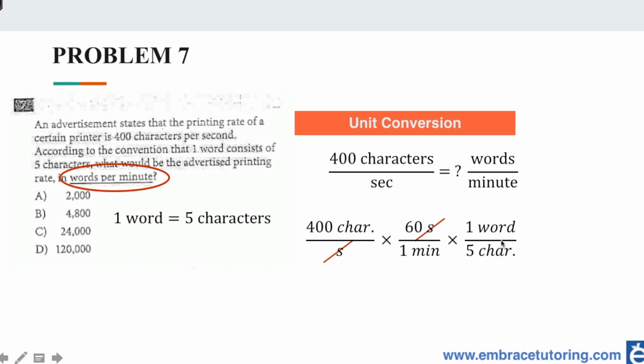Likewise, I'm going to follow the same thought process where I want to go from characters to words. So I'm purposely going to put characters here on the bottom based upon the unit conversion that they gave me previously. So my words will go on the top and the characters will go on the bottom, so that I can cancel my characters to characters. Now I'm in words per minute, which is good because that's exactly what I'm looking for. So when I do the multiplication for 400 times 60 times 1 divided by 1 times 5, I will get 4,800 words per minute, making this my best answer choice and B, the answer to number 7.